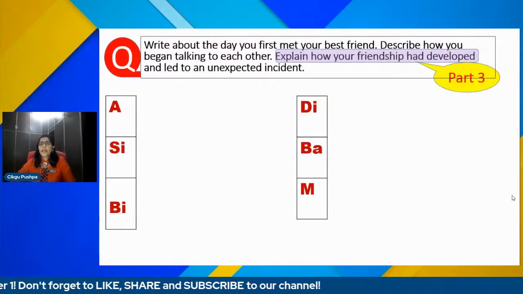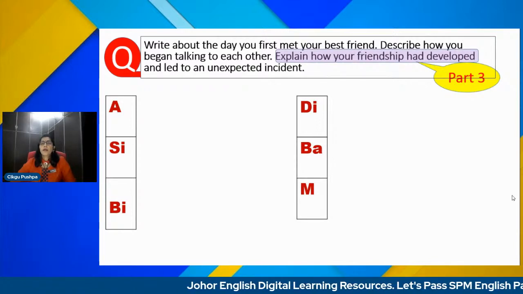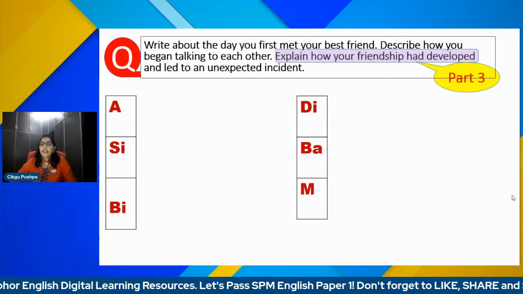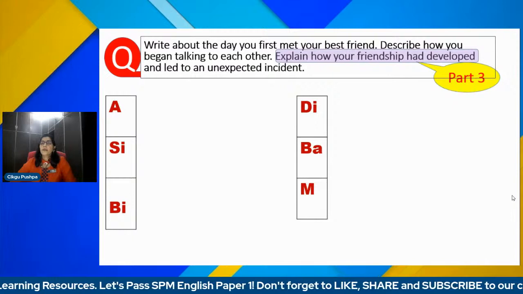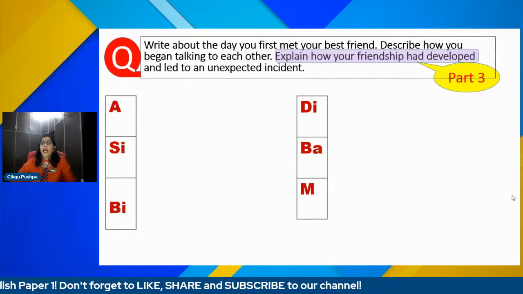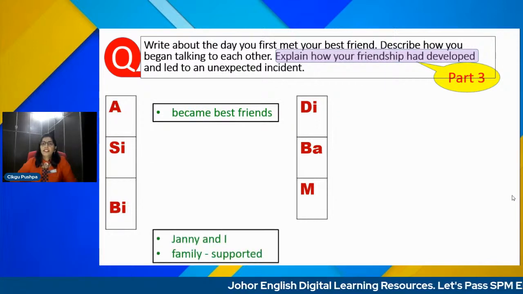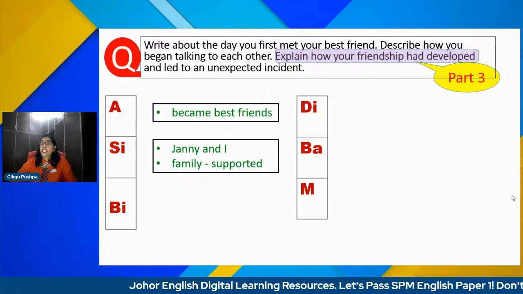Okay, right. Let us move on to part 3. What is part 3 now? Again, you are going to apply ACBD BAM. But remember, your questions for ACBD BAM should cater to the part that you are trying to answer. Here, explain how your friendship had developed. So you have to think about the development of your friendship. So apa yang kamu buat? What did you do? Well, became best friends. You see, you have got a point here. Good.